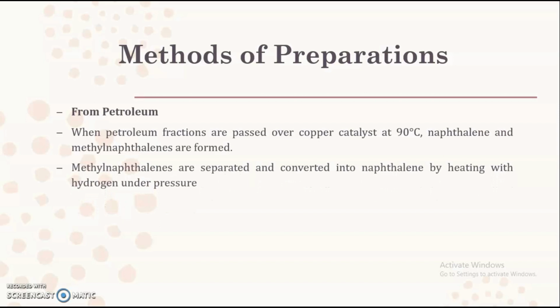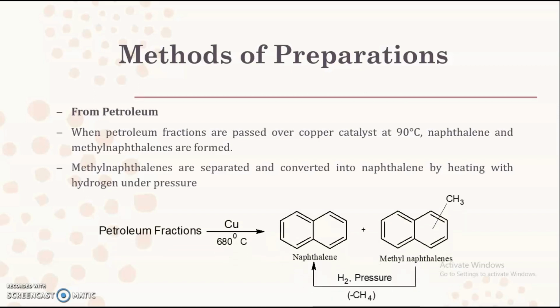First, we are going to carry out the passing over copper catalyst at 90 degrees Celsius, so that naphthalene and methyl naphthalenes are formed. Then methyl naphthalenes are separated and converted into naphthalene by heating with hydrogen under pressure. So here petroleum fractions at 680 degrees Celsius with copper will lead to the formation of this mixture, and methyl naphthalenes are converted by heating with hydrogen. So this is about the third method that is used for the preparation of naphthalene, that is from petroleum.